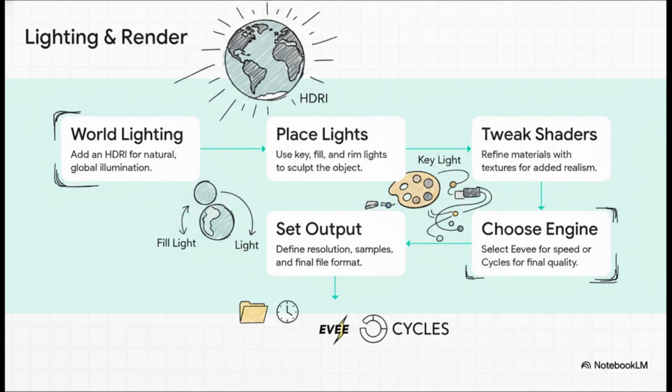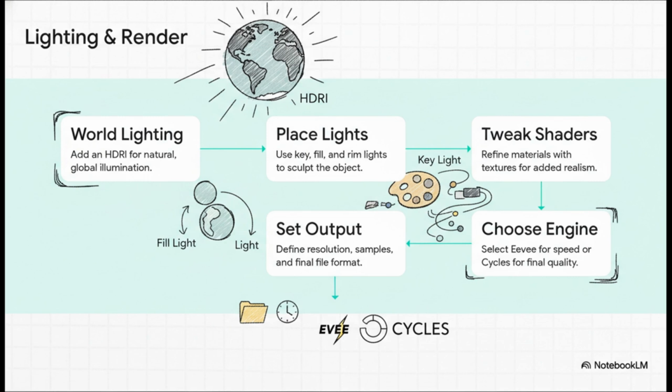Okay, so we have our model. But right now, it probably looks kind of flat, right? How do we make it look real? That's where lighting and rendering come into play. First, you set up the world lighting. A great way to do this is with an HDRI. It's basically a 360-degree photo that surrounds your scene and gives you instant, super realistic light and reflections.